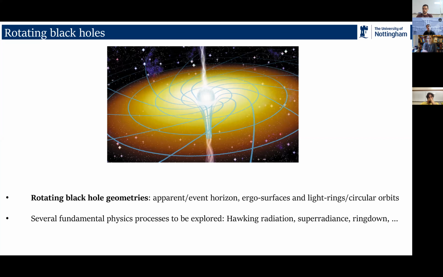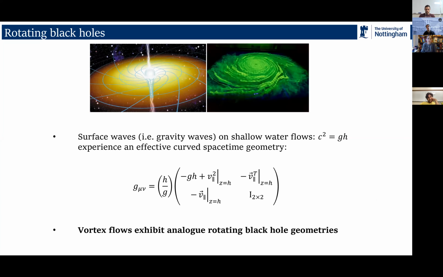So the apparent horizon links to Hawking radiation. If you have ergo surfaces, that links to superradiance. If you get light rings, you get ringdown. So this is the reason why we're focusing on rotating black holes, because there's so much physics that can be explored in a controlled laboratory system. So what is the medium I'm using?